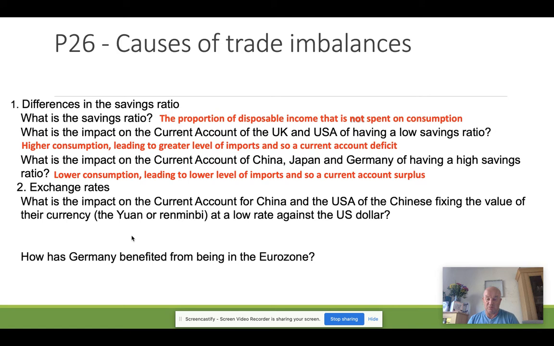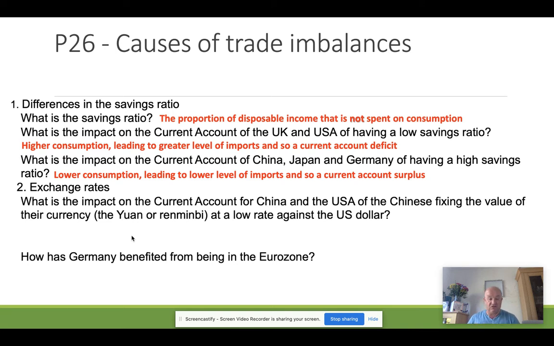Remember, the current account balance fundamentally is the difference between imports and exports. And in this instance, if we've got fewer imports relative to exports, that's going to mean an improvement in the current account position, and in some cases, maybe even a current account surplus, which clearly would be a good thing from an economy's perspective. Okay, so that's the first thing. The savings ratio, the proportion of disposable income that people are spending on consumption, will have an impact on trade imbalances for the reasons that we just described.